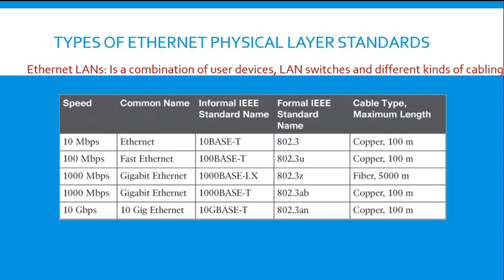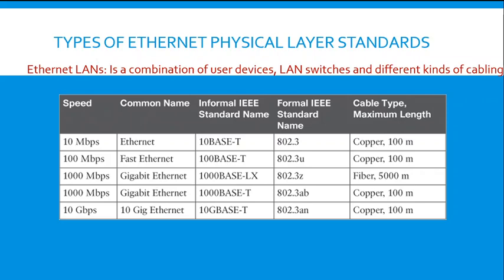Now, of course, as I said before, we have a different kind of 1000 megabits per second, which is 1000BASE-T, and the standard name is 802.3ab. The cable type is copper and it covers 100 meters maximum length.